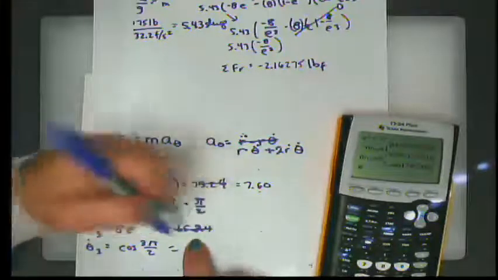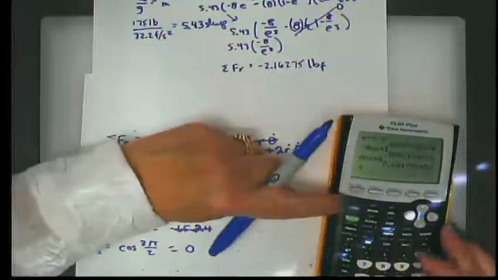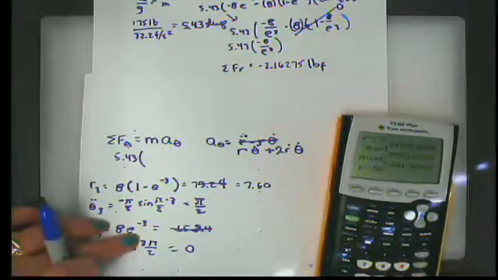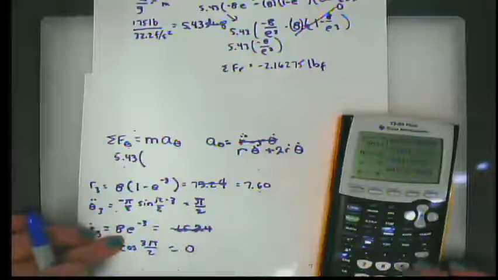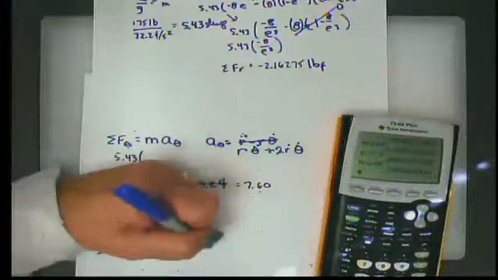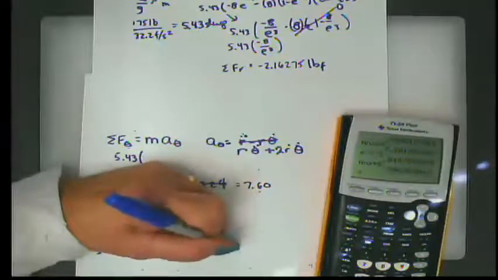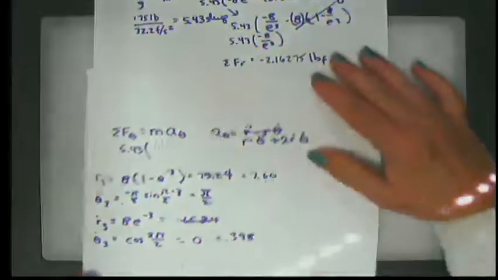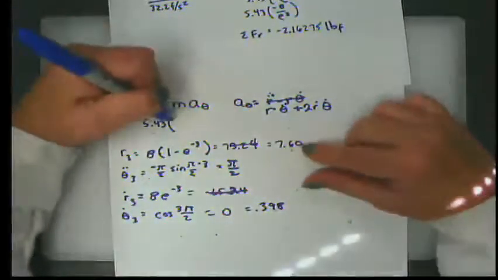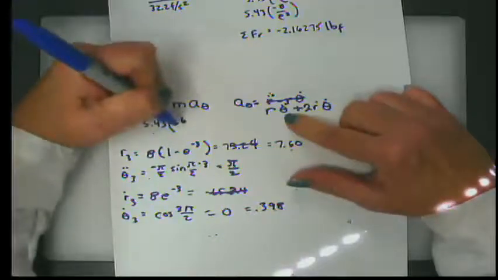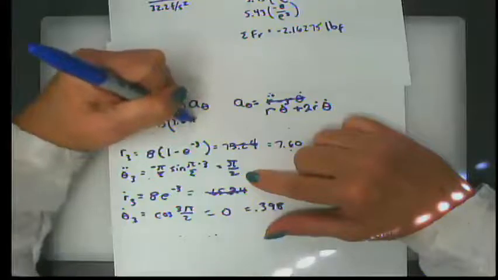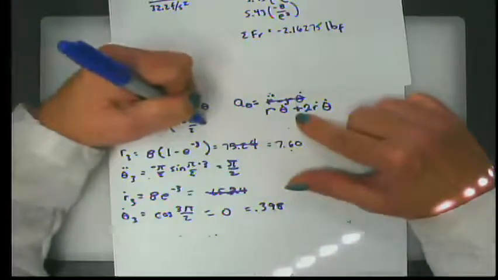All right, let's do this one. And then we go second e raised to the negative third again, and multiply that by 8. And that value is 0.398. All right, so now we're able to plug this in. So we have r, which is 7.6, times theta double dot, which is pi over 2, and then plus 2.